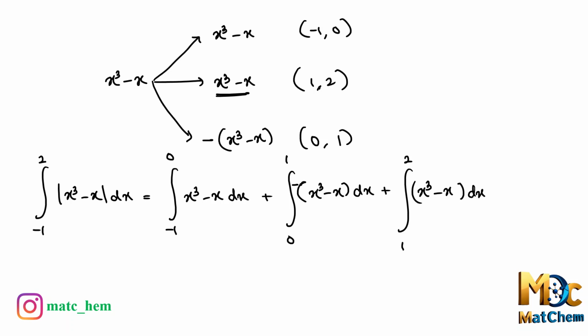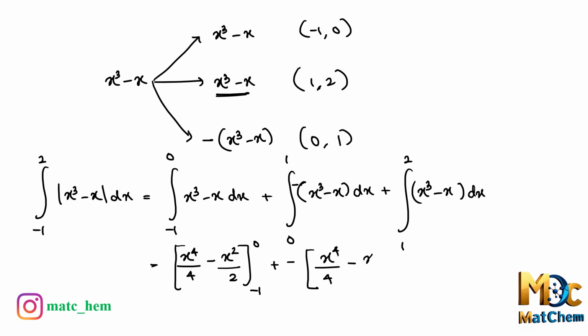So if you integrate, what will you get? The integral of x cube is x raised to 4 by 4, minus the integral of x, which is x square divided by 2, from the limit of -1 to 0, plus here we have a negative sign, x raised to 4 by 4 minus x square divided by 2 from the limit of 0 to 1, plus again x raised to 4 divided by 4 minus x square divided by 2 from the limit of 1 to 2. Clear?